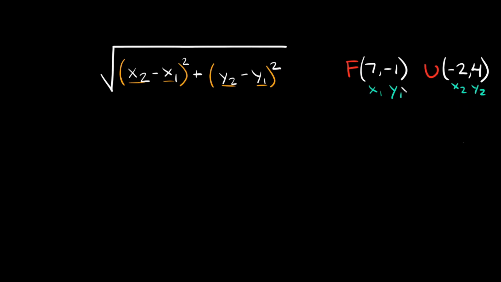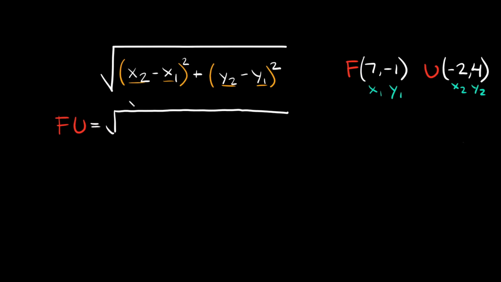Okay, and just so you know, it doesn't matter which one you label as x of 1, y of 1. So this one, we could have labeled x of 1, y of 1, and we could have labeled this one as x of 2, y of 2, all right? You can switch those if you want, it doesn't matter. But I just like to kind of keep it in order, right? So we want to find the distance between these two points, F and U, right? So that's going to be equal to, again, the square root of all this right here.